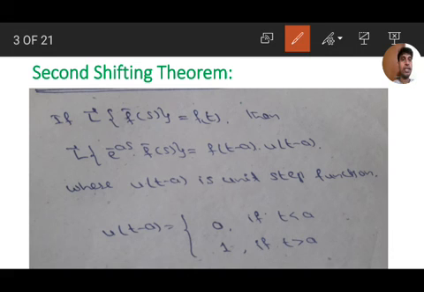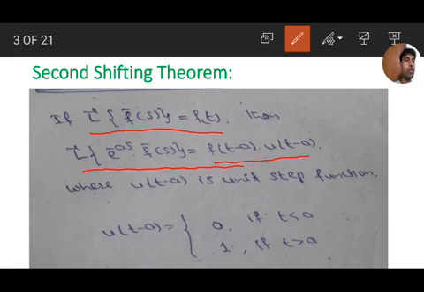What is the second shifting theorem? If L inverse of f bar s equal to f of t, then L inverse of e to the power of minus as into f bar s equal to f of t minus a into u of t minus a.